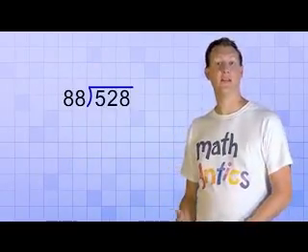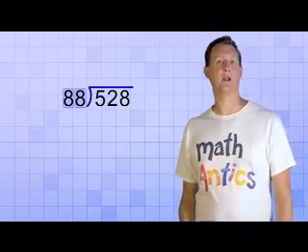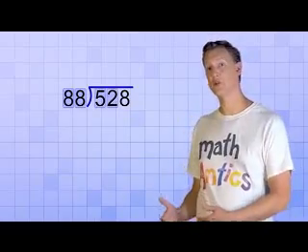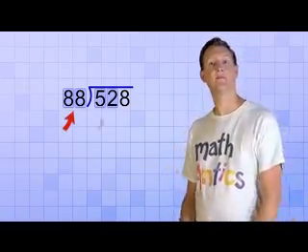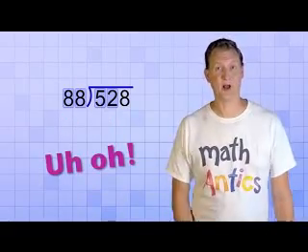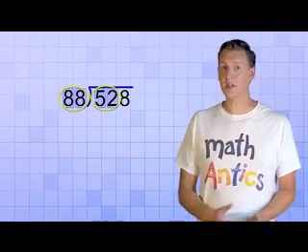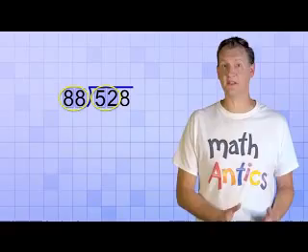Now let's have a look at the next problem. It's also got a two-digit divisor, so we'll start the same way. We'll start with a two-digit chunk of our dividend and ask, how many 88s will it take to make 52 or almost 52? Uh-oh, see the problem? Even though both are two digits, this won't work because 88 is already greater than 52.